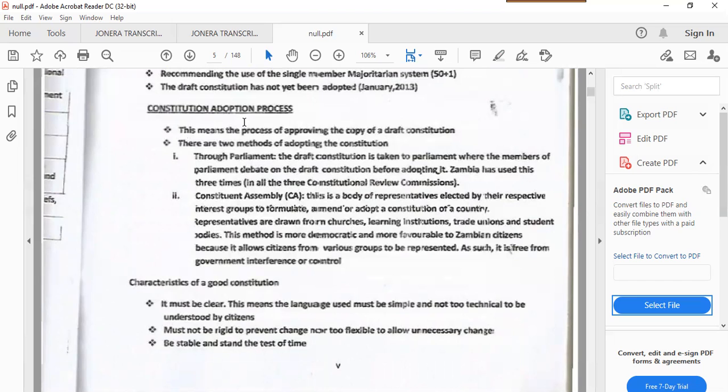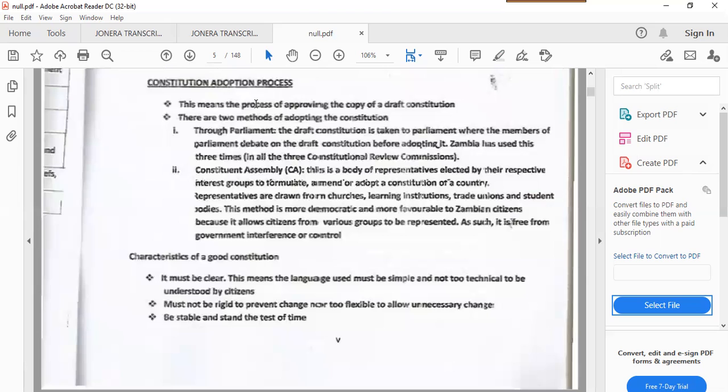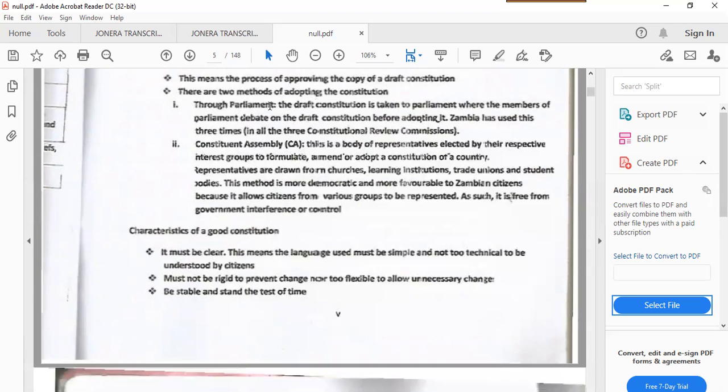So the constitution adoption process. Definition: what does it mean to adopt a new constitution? This means the process of approving a draft constitution. Before a final document, there's a draft constitution. The process of approving this draft constitution is the constitutional adoption process. And there are two methods of adopting the constitution. One, through the parliament. The draft constitution is taken to parliament, where the members of parliament debate on the draft constitution before adopting it. Like a national assembly, a constitutional national assembly.